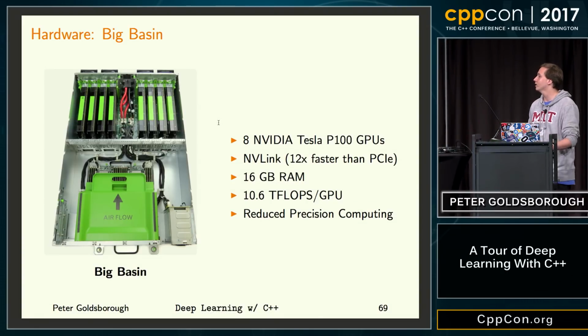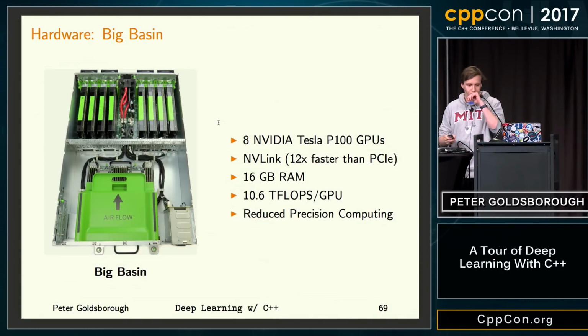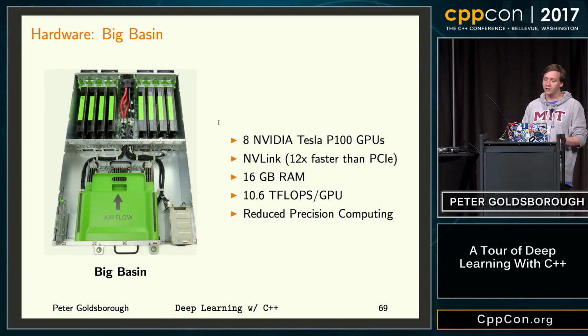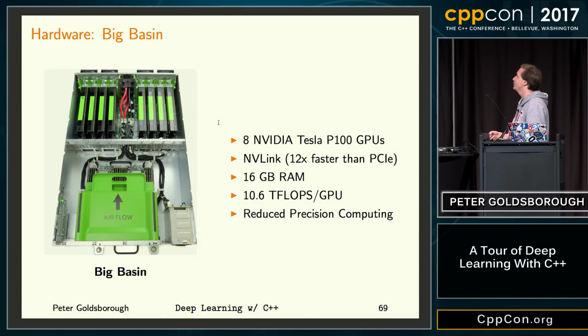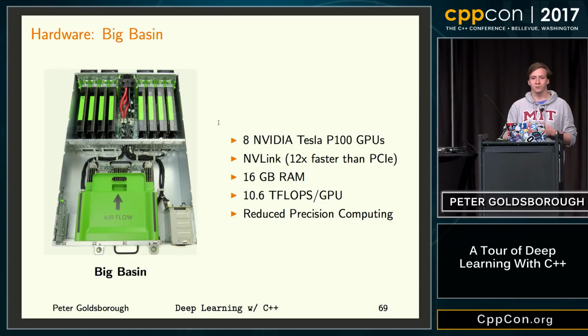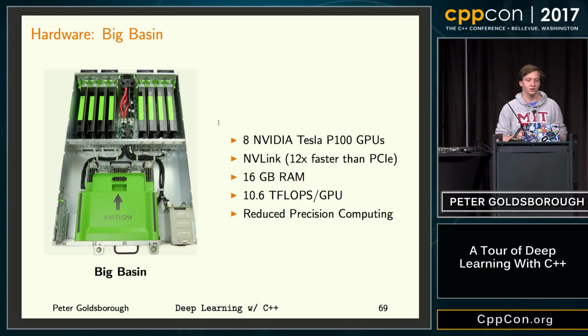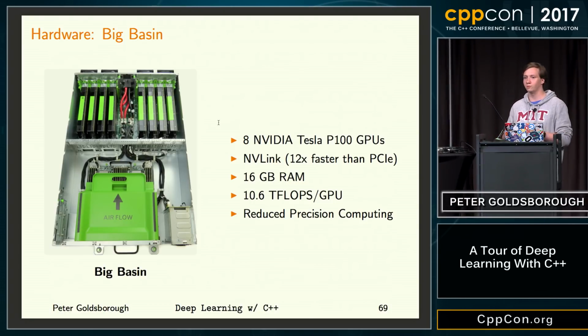Right. Another example I want to give is of a typical machine learning server. This one is called Big Basin. It's designed and deployed by Facebook, but it's part of the Open Compute project, which means it's open source. It doesn't quite mean you can git clone the server and it will appear in front of you, but you can git clone the plans and build it in your garage. It has 8 NVIDIA Tesla P100 GPUs, which gives it about 10.6 teraflops per GPU. It also has 16 gigs of RAM and has NVLinks between the GPUs, which are faster than PCI Express. And they also have support for 16-bit floats, which, as I mentioned, quantization and reduced floating point precision is one of the most important factors for machine learning hardware.